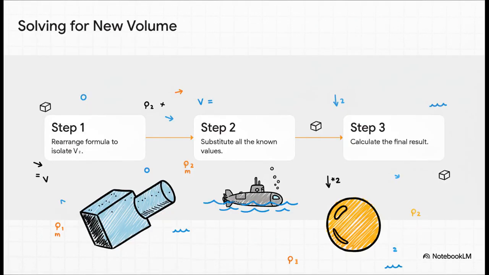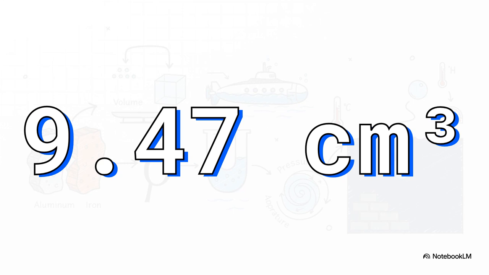The first step is just a little bit of algebra. We need to get V2 all by itself on one side of the equation. And when we do that, we get this new formula. Now for the easy part. It's just a matter of carefully plugging in all the numbers we have from the problem. And when we punch all those numbers into the calculator, we get our answer, 9.47 cubic centimeters.